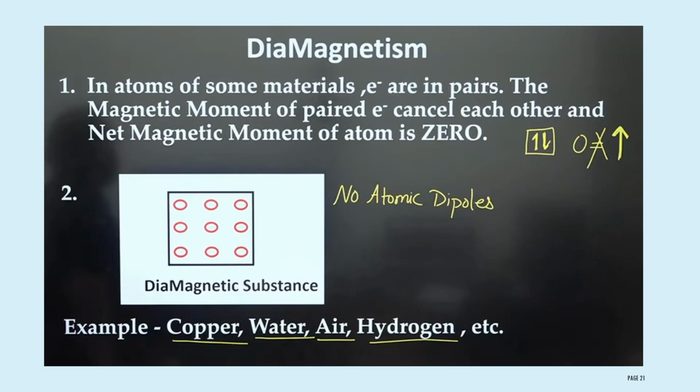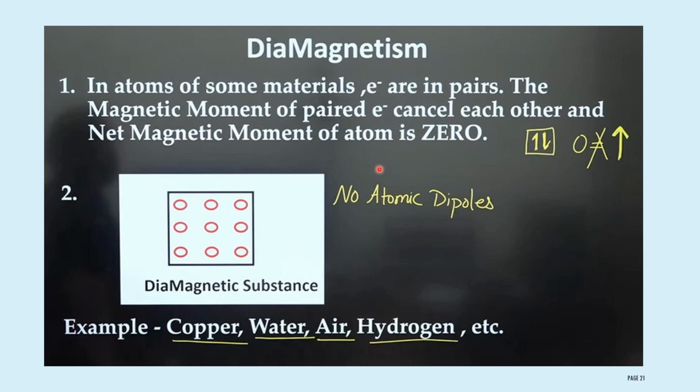Let us discuss diamagnetism in detail. In an atom of some materials, electrons are in pairs. In the case of diamagnetic materials, electrons exist in pairs. The magnetic moments of paired electrons cancel each other. Net magnetic moment of an atom is 0.